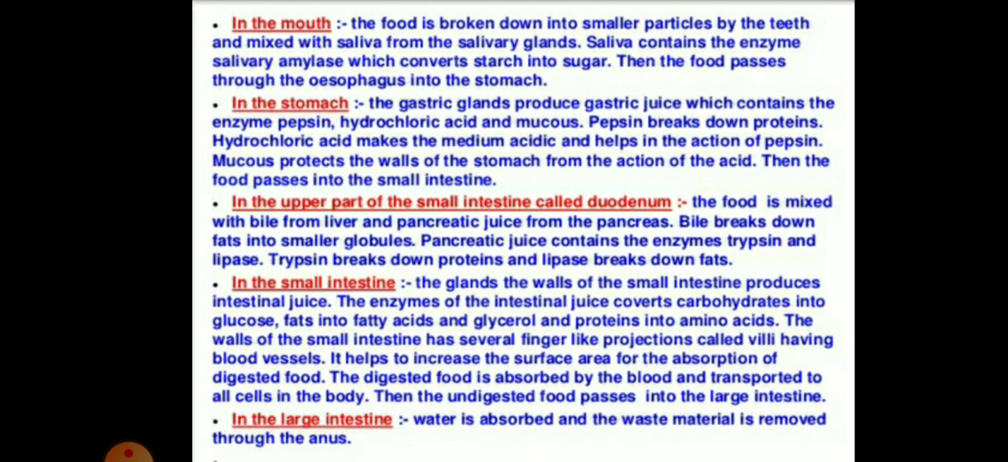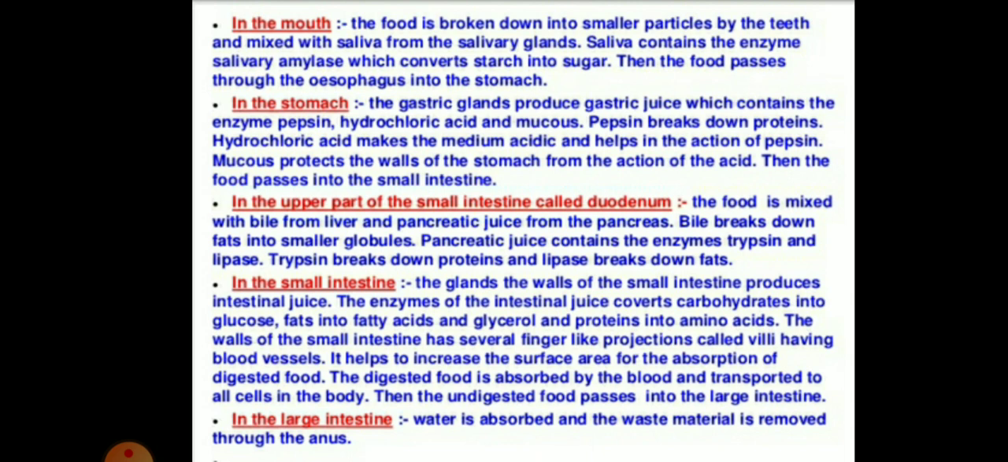In the upper part of the small intestine called the duodenum, the food is mixed with bile from the liver and pancreatic juice from the pancreas, and the bile breaks down the fats into smaller globules, and the pancreatic juice contains the enzymes trypsin and lipase. The trypsin breaks down proteins into proteases and peptones, and the lipase breaks down fat into fatty acids and glycerol. In the small intestine, the glands and the walls of the small intestine produce the intestinal juice.